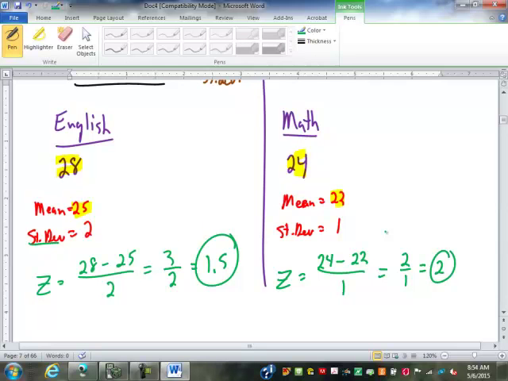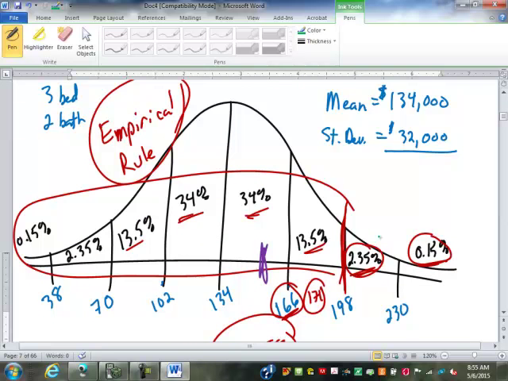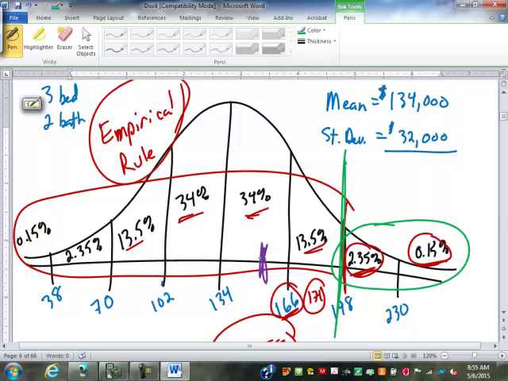What does that z-score of 2 mean? Well, that score on the math is 2 standard deviations above the mean. So which one's better? Math. In math, you were 2 standard deviations above the mean. You could go back to that curve up here. 2 standard deviations would be right here. There's only like 2.5% that scored better than you in math.